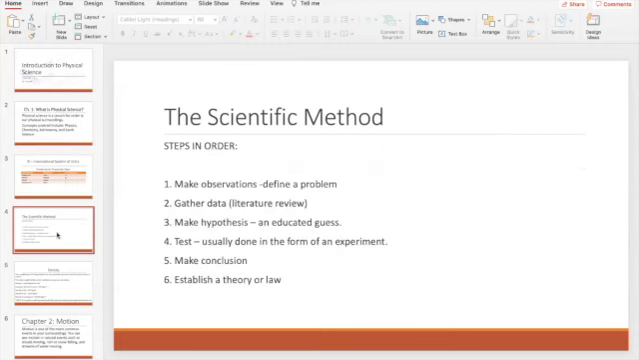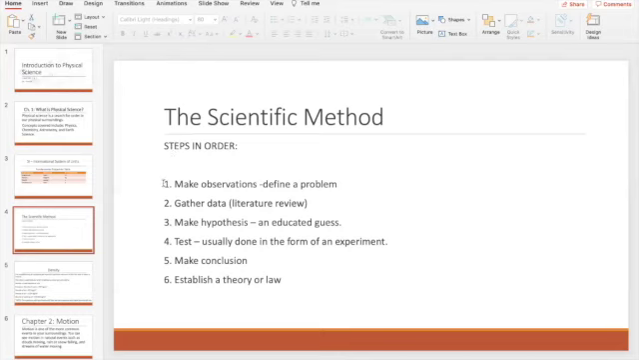All right, so the scientific method, you will need to know this. It will appear on your homework, tests, quizzes, even the final exam. So if you go ahead and learn this now, it'll come easy to you when it really, really counts.